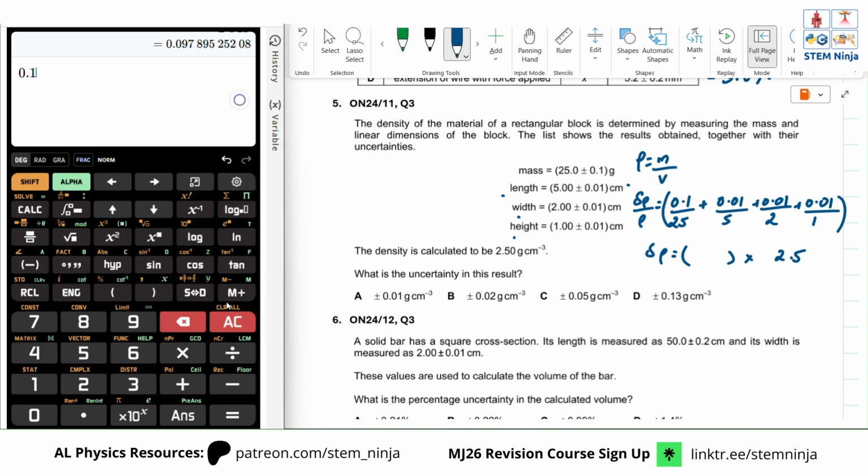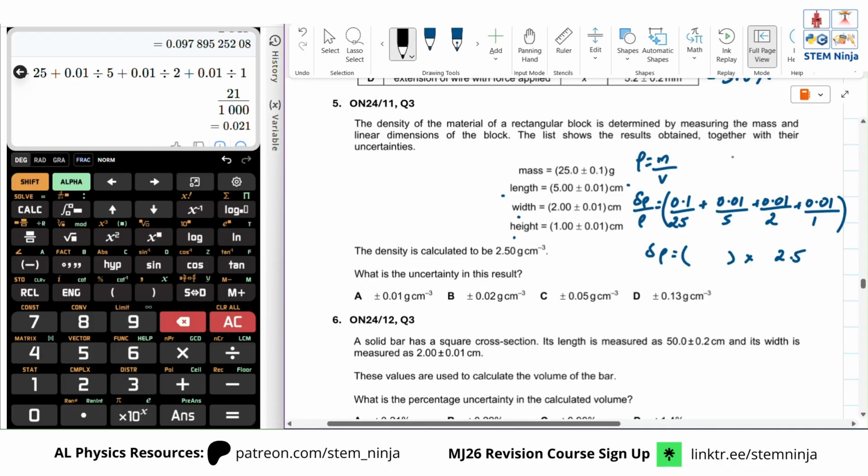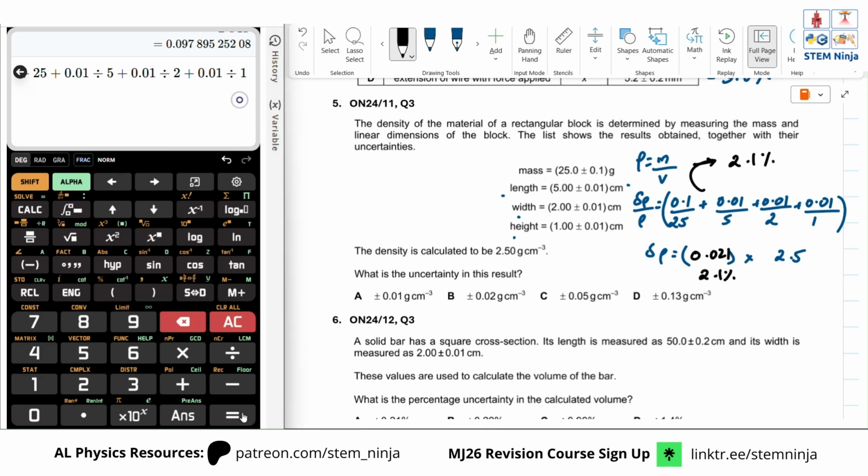So we have 0.1 divided by 25 plus 0.01 divided by 5 plus 0.01 divided by 2 plus 0.01 divided by 1. So this is the value. You can convert it into percentage if you'd like. So, sorry, no, this one would be 2.1%. Either way, you write it as 0.021 or 2.1%. Either way, it's fine.